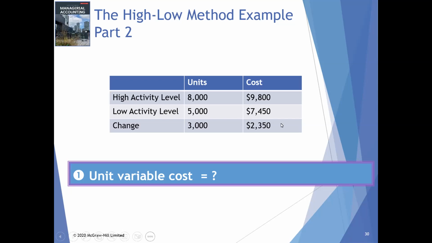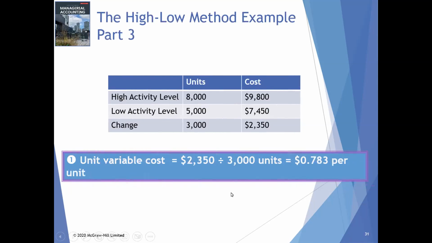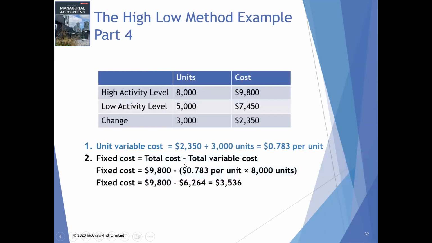Now the unit variable cost will be calculated. This is the amount and this is the number of units. 0.783 is the per unit cost. Next, the second step is we want to calculate the fixed cost. For the fixed cost, the total cost is, we know, y, right? This is the total cost.